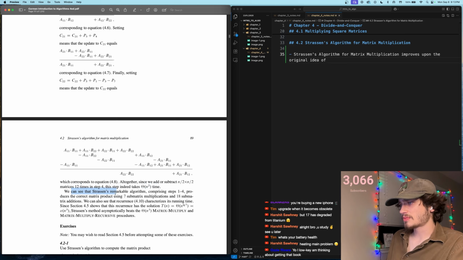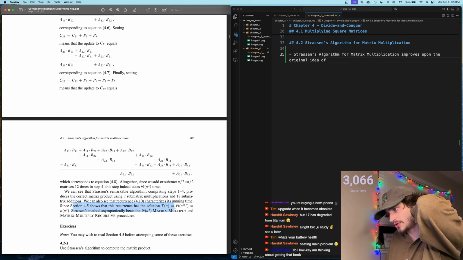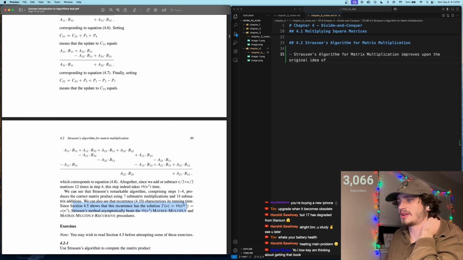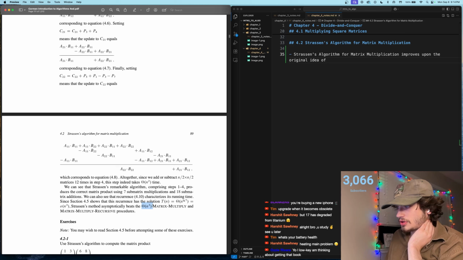We can see that Strassen's remarkable algorithm, comprising steps 1 through 4, produces the correct matrix product using 7 submatrix multiplications and 18 submatrix additions. We can also see that the recurrence 4.10 characterizes its running time. Since section 4.5 shows that this recurrence has the solution T(n) = Θ(n^(lg 7)), which is equal to o(n³), Strassen's method asymptotically beats the Θ(n³) matrix multiply and matrix multiply recursive procedures.